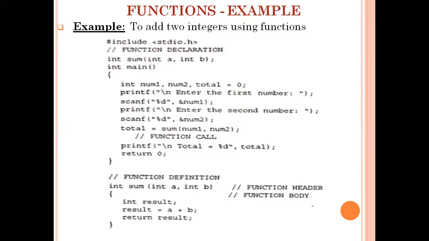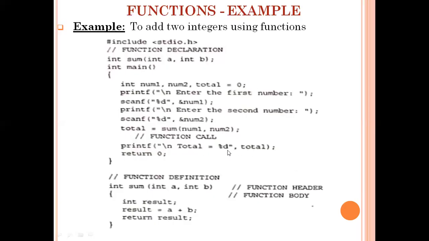This function is actually called in the previous example. Again, look at this example. This function is called inside the main function, right? total = sum(num1, num2), and this is the function call statement. And this sum function returns the current value of result. This value is passed to the calling function, that is, the main function.